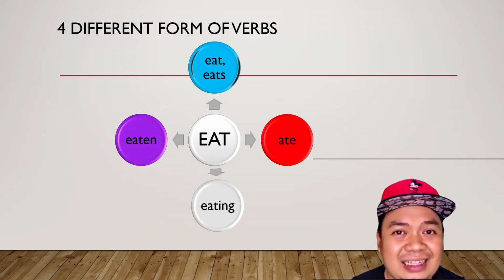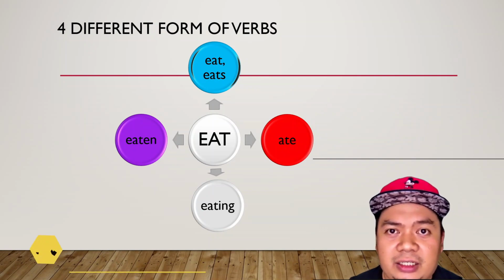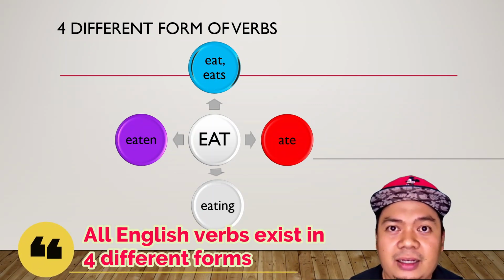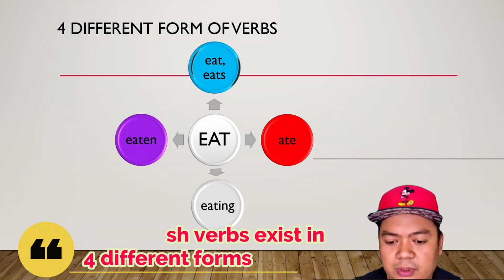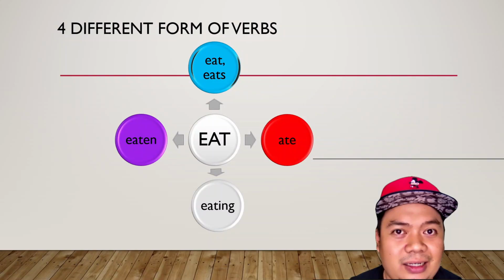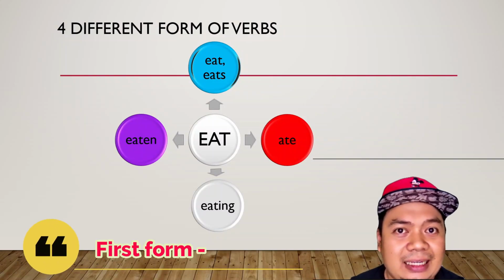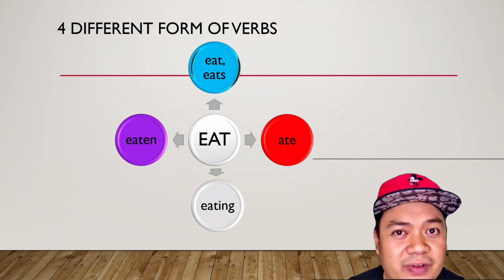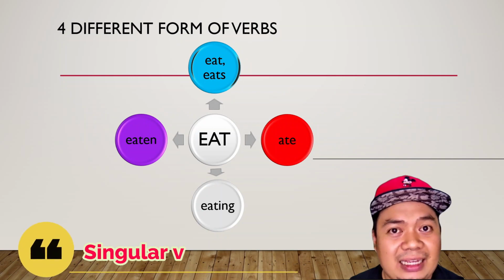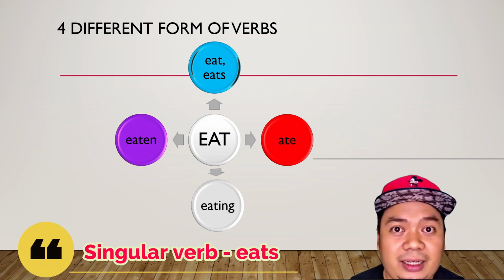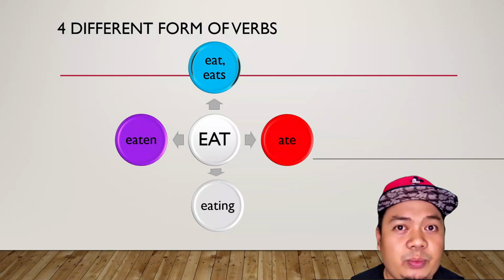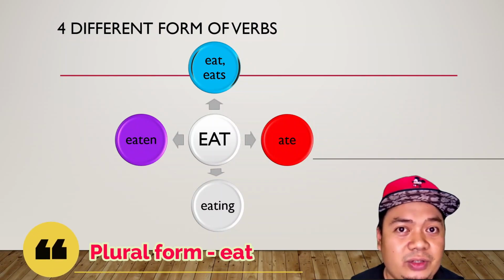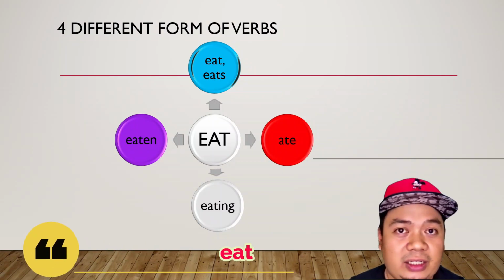You also need to understand that all of the verbs in English, action words in English, are further divided into 4 different forms. Let's take for example the word eat. The first form of the word is in its present tense form. The present tense form of the verb is further divided into 2. The first is the singular form, where you have to add s to the end of the verb for a singular subject. The second type is the plural form, where you don't have to add s to the end of the word. For example, the word eat.